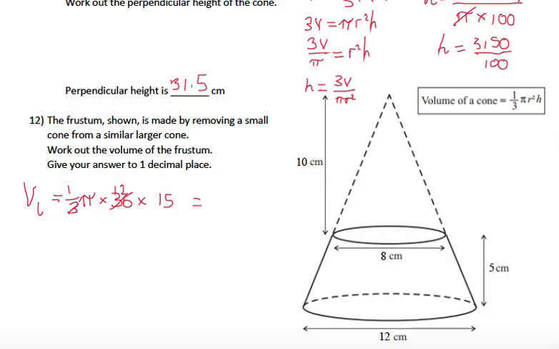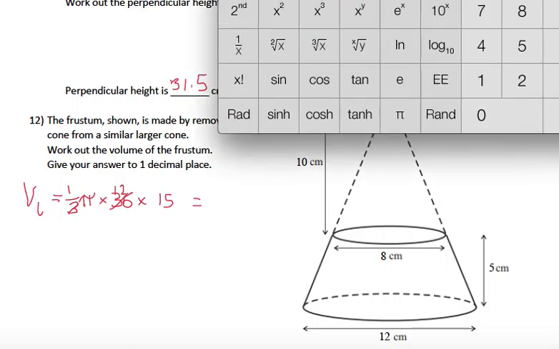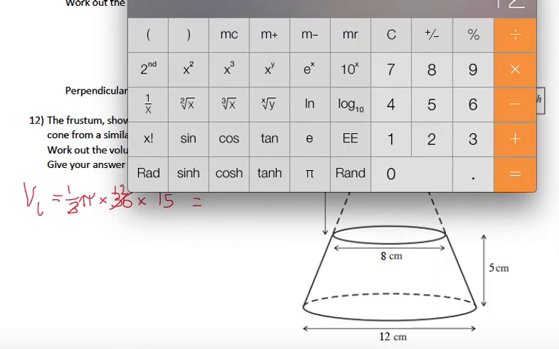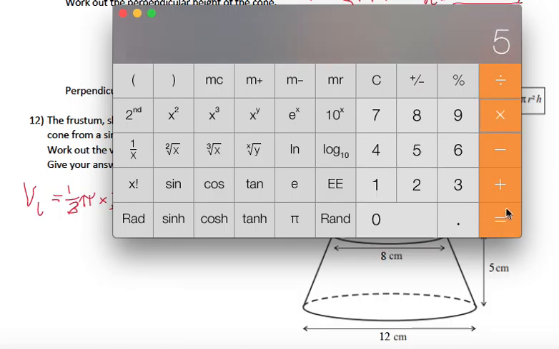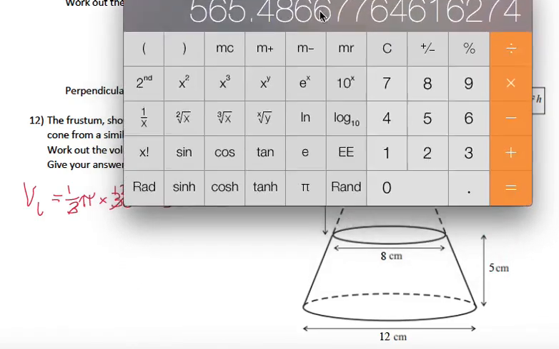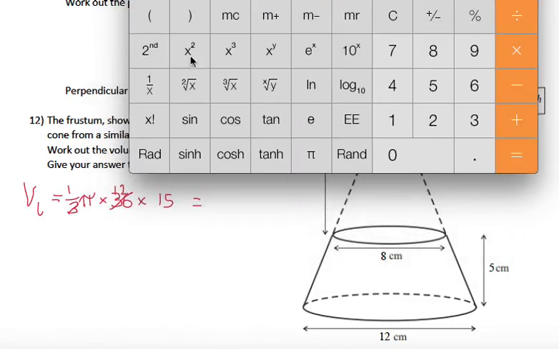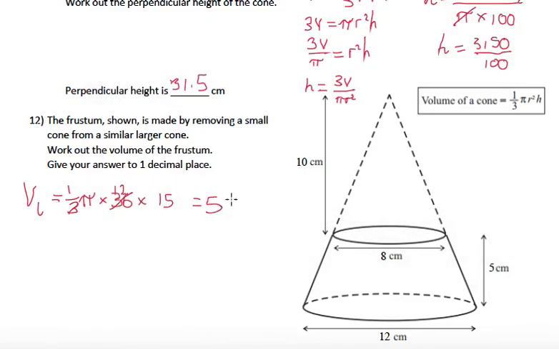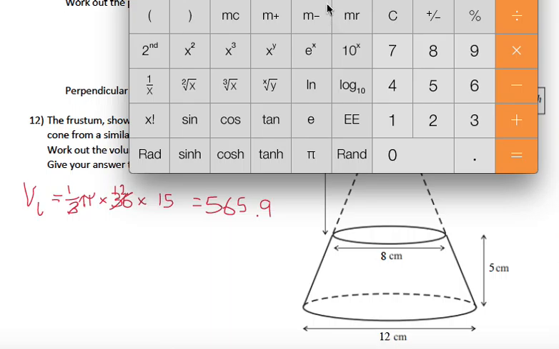So put that in the calculator. 565.9 to one decimal place. Sorry, 0.5.